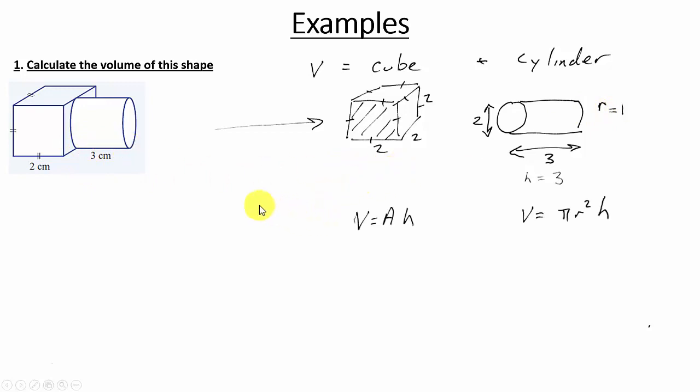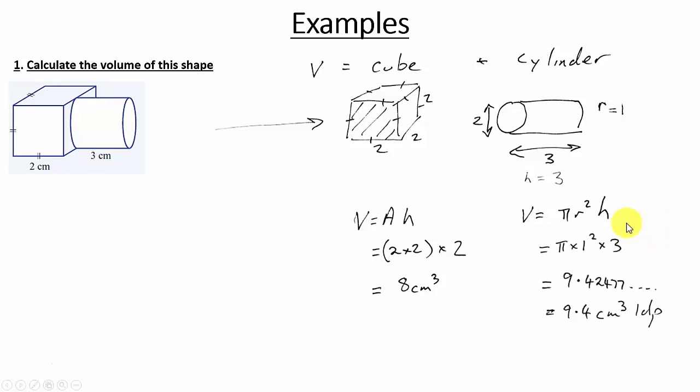So then we start doing our calculations. Both of them are prisms or prism type shapes. Volume is cross-sectional area times the height. For the cylinder, the cross-section's a circle, so pi r squared times height. For the cube, work out the area of the cross-section, 2 times 2, and then multiply it by the other 2, and we get 8 cubic centimetres.